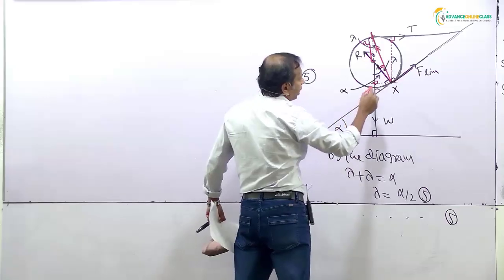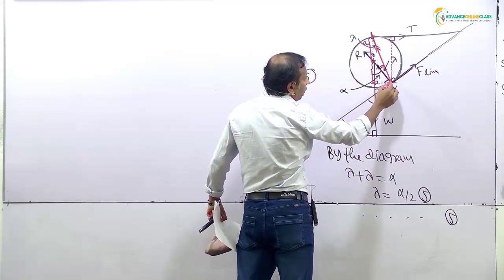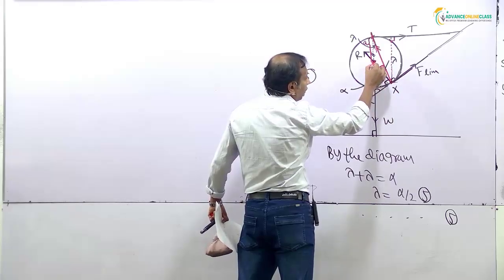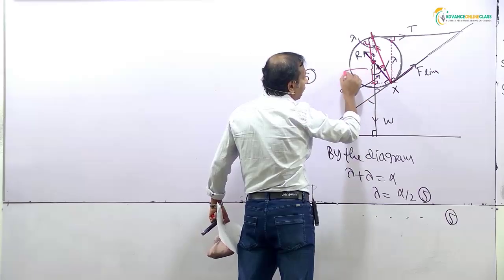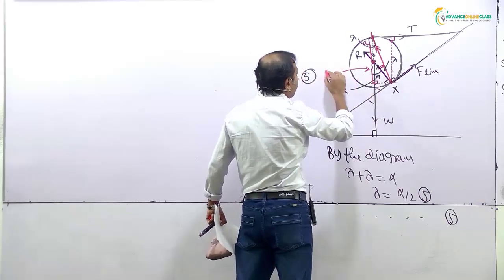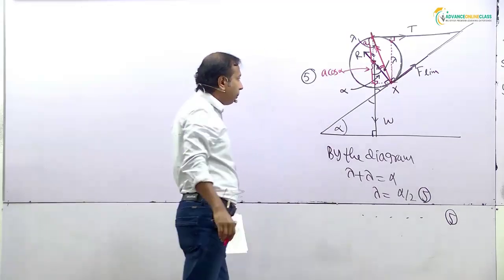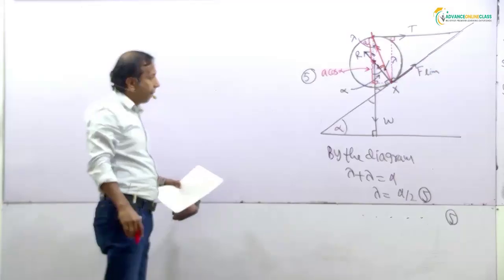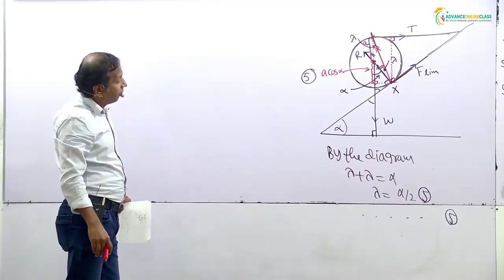And this part next. This also from here to here, again radius A. This is alpha. Therefore, this is A cos alpha. Then the required length is A plus A cos alpha.